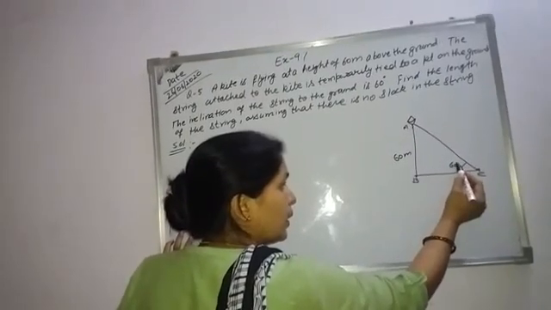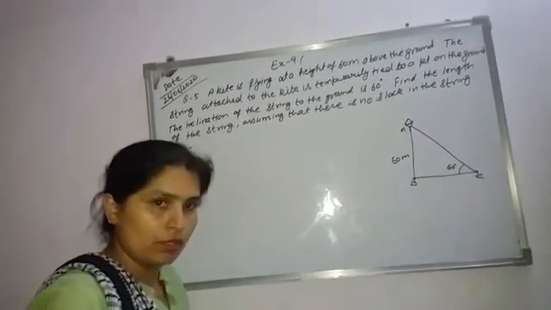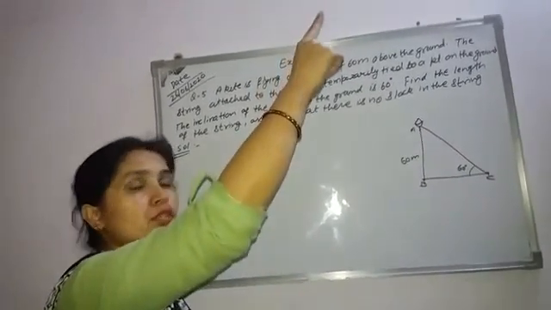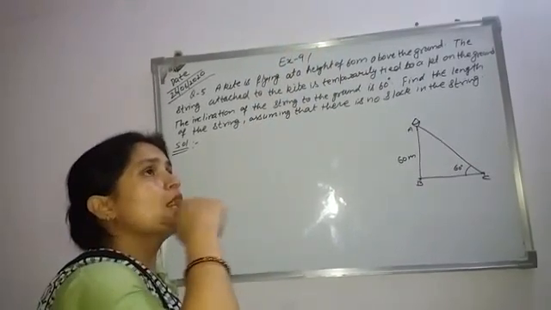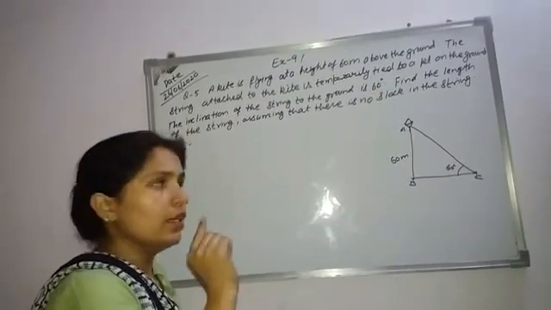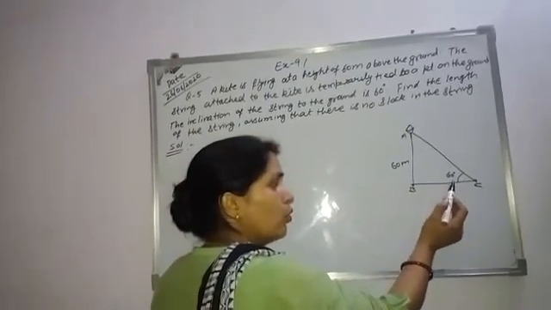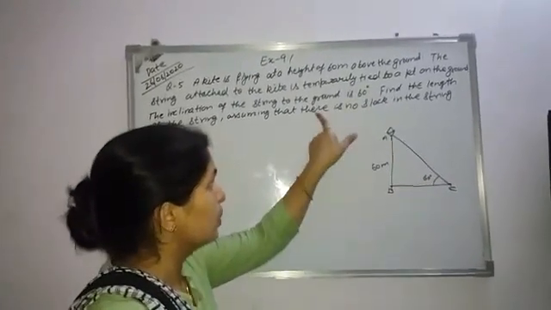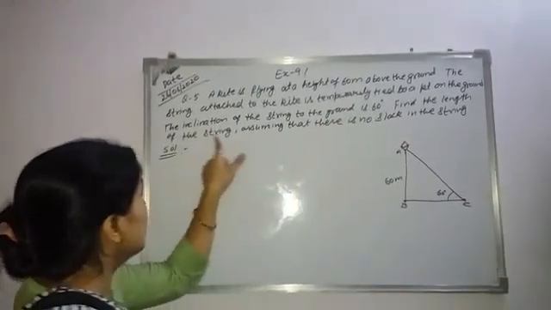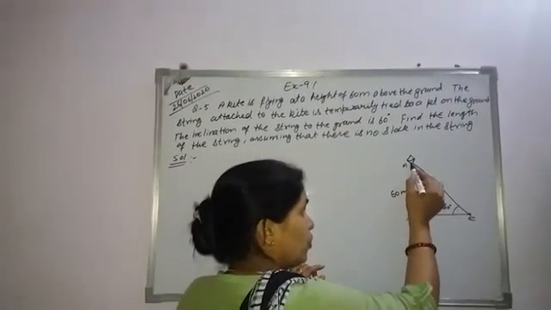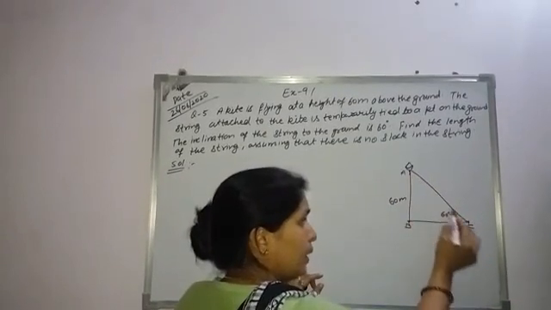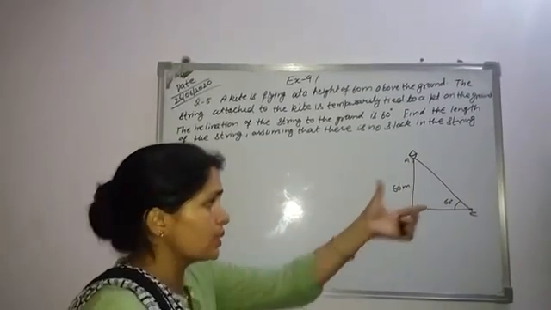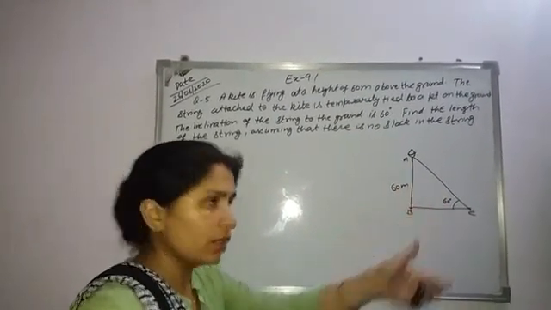This is the angle. If we are here on the ground and the kite is on the top, our head is up, so what type of angle will there be? Angle of elevation. So this angle is equal to 60 degrees, and we need to find the length of the string. We want to find out this length, AC, because this is the length of the string.